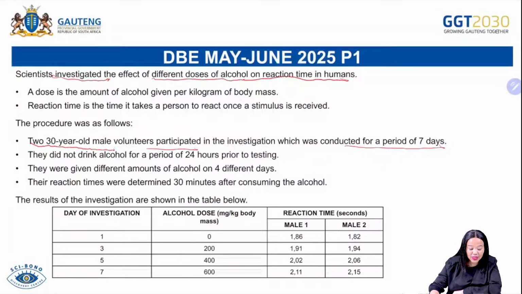They are giving you the days of the investigation, day 1 to day 7. The alcohol dose, remember we said, is the amount of alcohol given per kilogram of the body mass. It's not just the amount of alcohol, it's the amount of alcohol given per kilogram of body mass. Then you are also provided with the reaction time of male 1 and male 2. Then you analyze the data and see what happens when the alcohol dose increases. You can clearly see that the reaction time also increases.